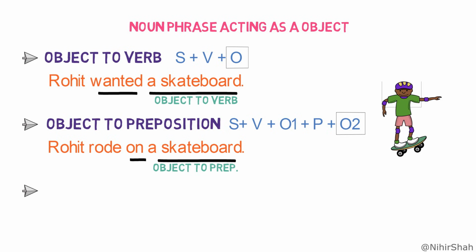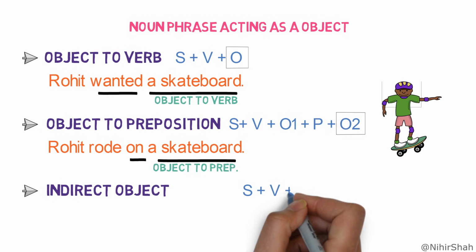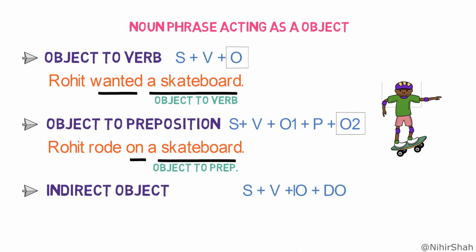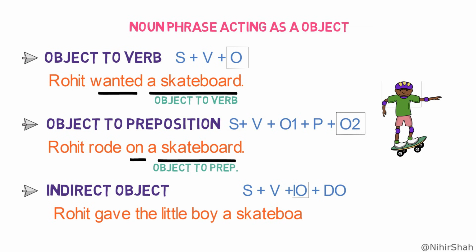And number 3, indirect object. Here, the sentence structure is subject plus verb plus indirect object plus direct object. For example, Rohit gave the little boy a skateboard. Here, the phrase the little boy is acting as an indirect object and the main object is skateboard. So in this way, a noun phrase can act as an object in the sentence.